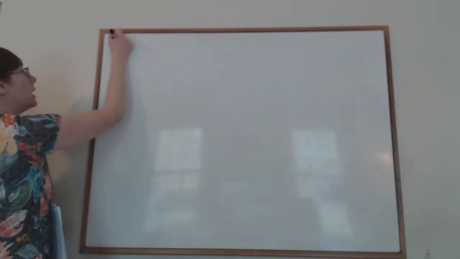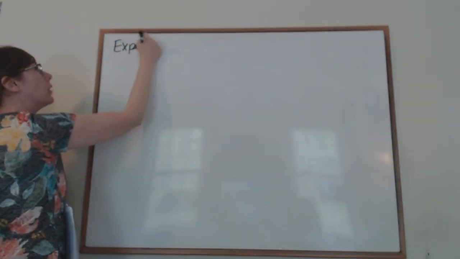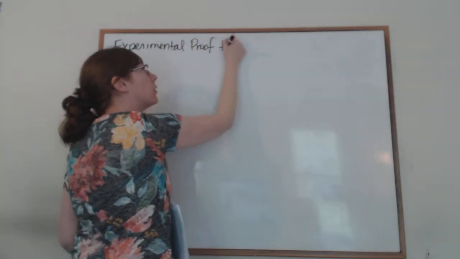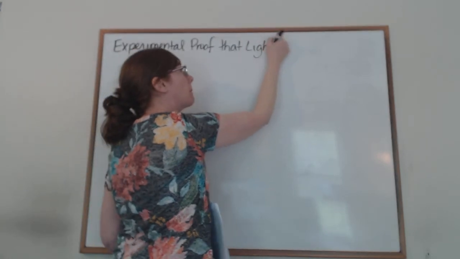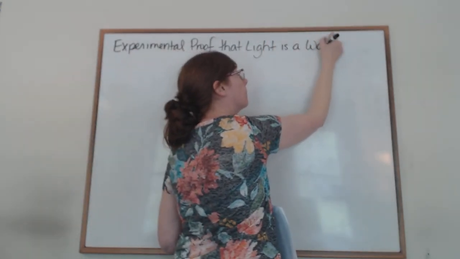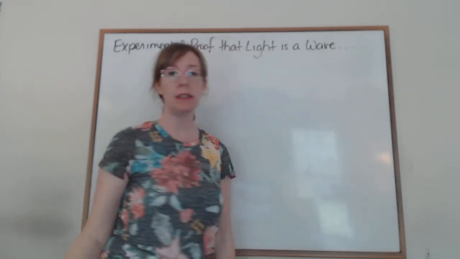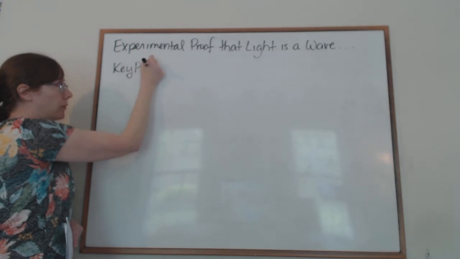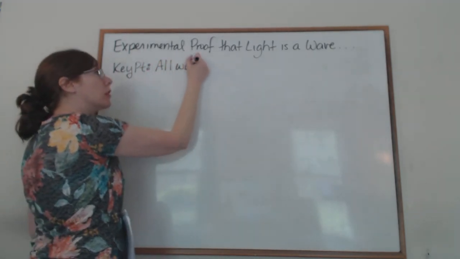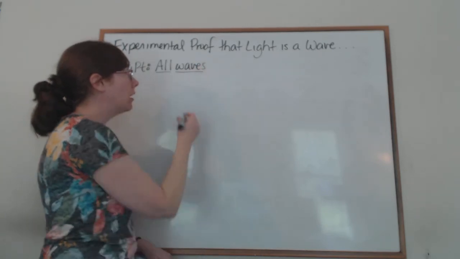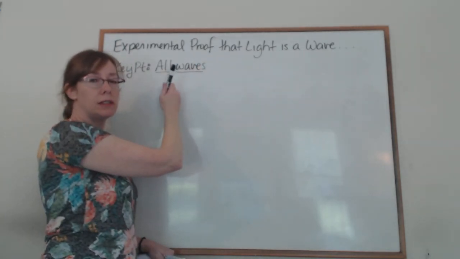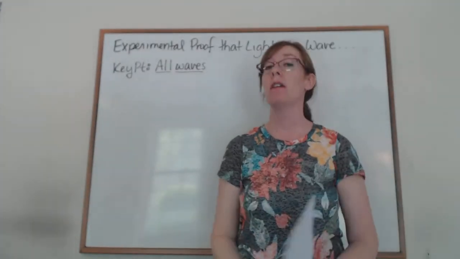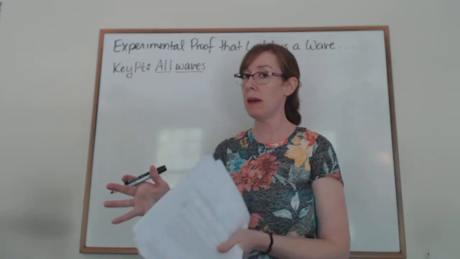So here is the experimental proof that light is a wave. This is kind of this next section here. So here's the key point, kind of the foundation to this whole thing. All waves, whether they are water waves, sound waves, any physics phenomenon that physicists can call a wave. Remember, it's just more of a general term. It's not just about light.